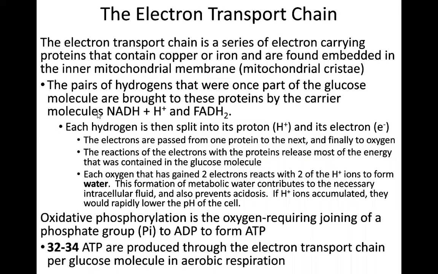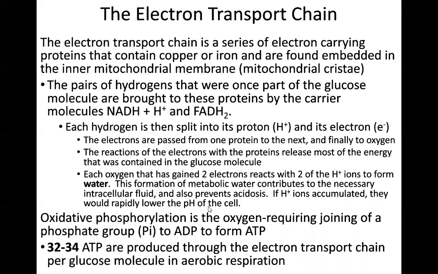Okay, so let's read through. Each hydrogen that is brought to the electron transport chain by NADH plus H plus and FADH2 is split into its proton, hydrogen ions, and its electron, e with the minus sign. Electrons are passed from one protein to the next, finally to oxygen. Reactions of the electrons with these proteins release most of the energy contained in that glucose molecule. Each oxygen that is gained two electrons reacts with 2 of the hydrogen ions, forming water. Metabolic water is what we call it, contributes to the necessary intracellular fluid, also prevents acidosis. Because if hydrogen ions accumulated, they would rapidly lower the pH of the cell.